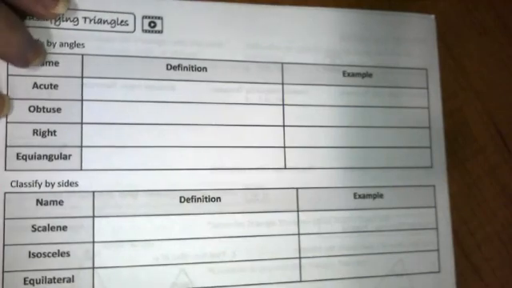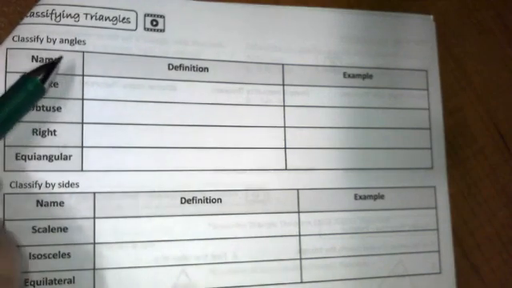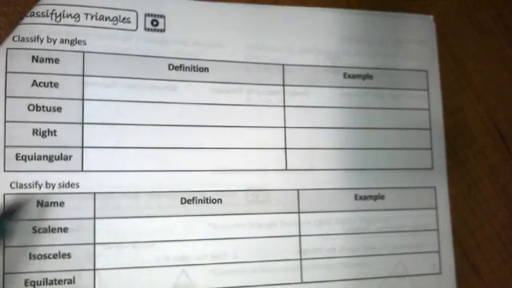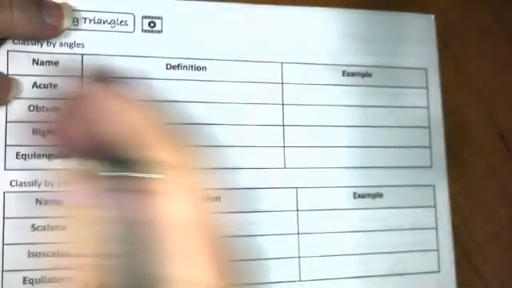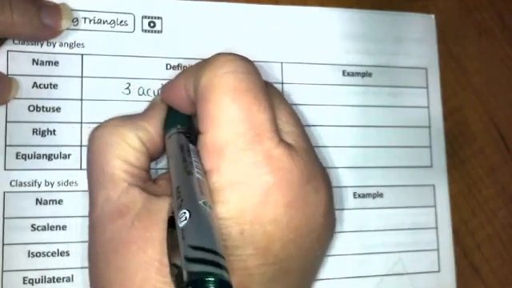To start our unit on triangles, we're going to learn about classifying triangles. There are two ways to classify triangles, by their angles and by their sides. And you probably already know these, so these will be just a refresher. An acute triangle has 3 acute angles.